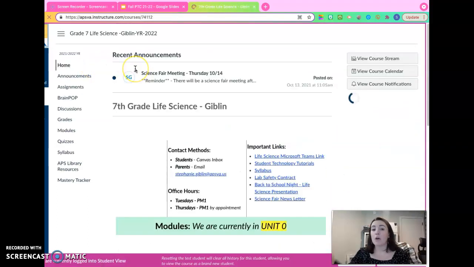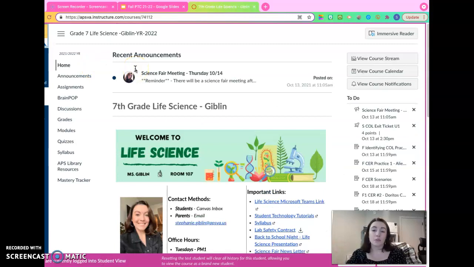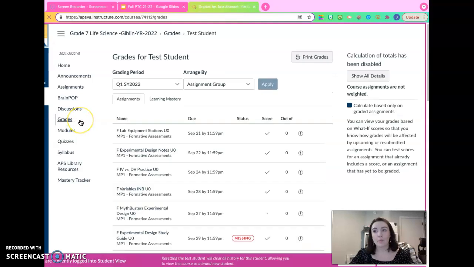A list of all assignments from the beginning of the school year until now can be found under the Assignments tab. I highly recommend filtering both the Assignments tab and the Grades tab by quarter 1 and then assignment type. For example, here you'll see the grading period is set to Q1 and it's arranged by assignment group or assignment type. Doing this will sort the assignments between the summative and the formative.